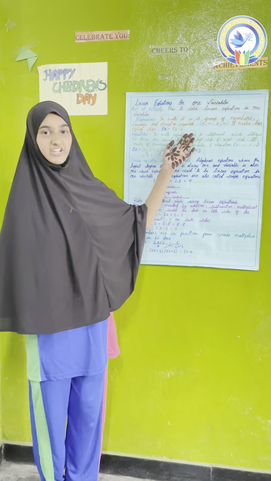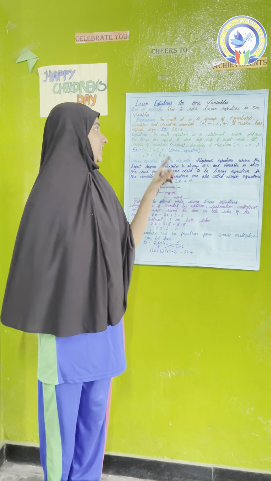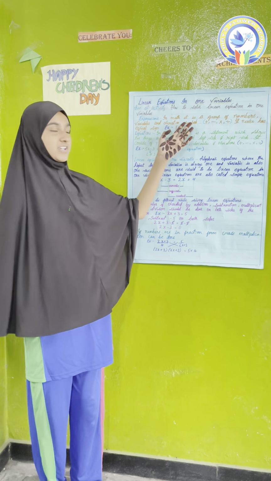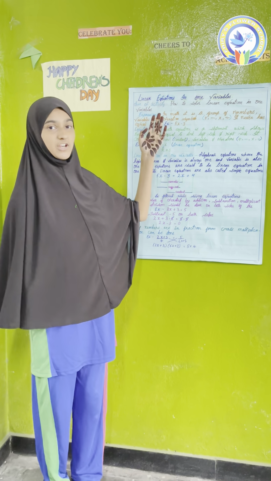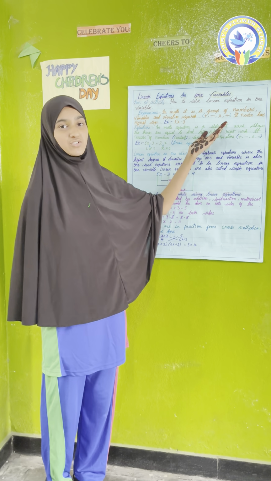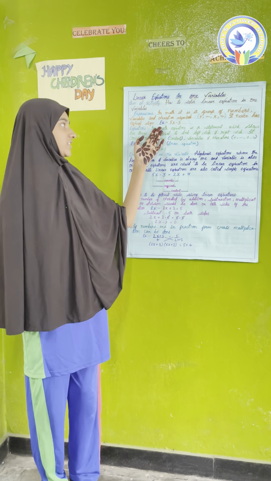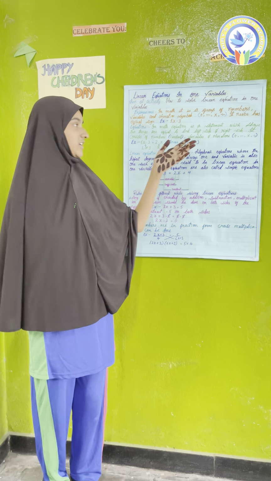Linear equations in one variable. The aim of this activity is to learn how to solve linear equations in one variable. Expression. In math, it is a group of numbers, variables and operation symbols. Operation symbols are nothing but plus, minus, multiplication, and division, and an expression doesn't have any equal sign. For example, 5x minus 3.